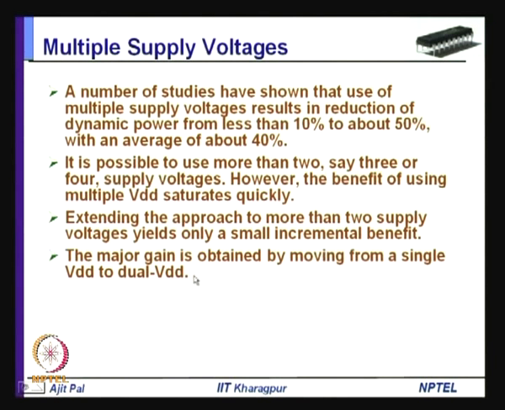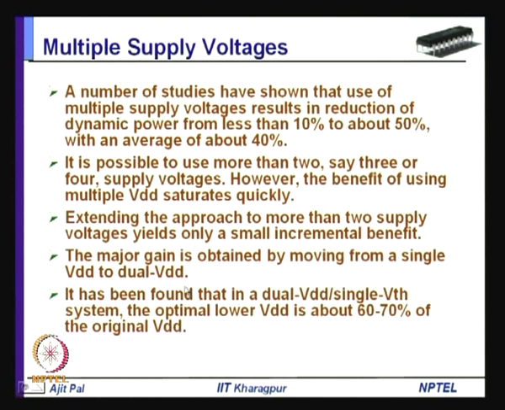The major gain is obtained whenever you use dual VDD. Whenever you go from single VDD to dual VDD, there is a significant reduction in power dissipation, but when you go from dual VDD to triple VDD, you do not get that much saving. For dual VDD versus single VDD systems, the question is what the optimal lower supply voltage will be, and it has been found that the lower VDD has to be about 60 to 70% of the high VDD.